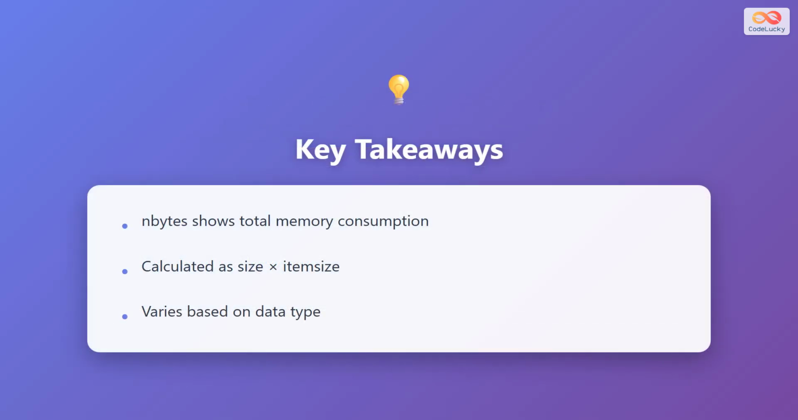Let's recap the important points. First, nbytes shows us the total memory consumption of our array in bytes. Second, it's calculated by multiplying the number of elements by the bytes per element. And third, the result varies based on the data type we choose. Understanding nbytes helps us write more memory-efficient code and make informed decisions about data types in our NumPy applications.